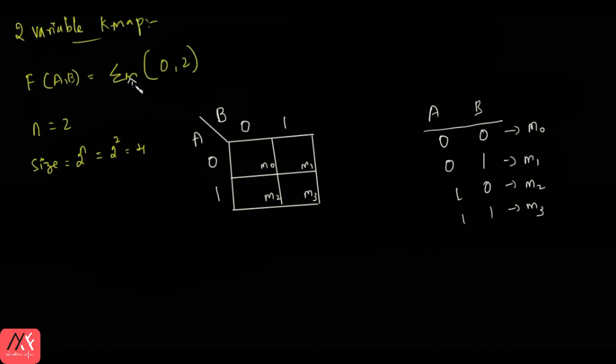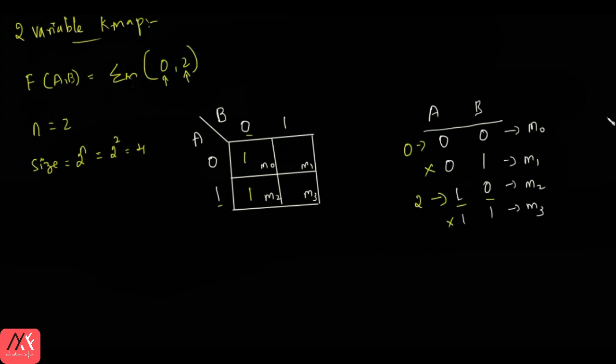According to your problem statement, you have two values, 0 and 2. Where can you see 0? The 0, 0 combination is m naught, you can see that from the truth table. And the next one is 2. Where is 2? The 1, 0 combination gives you 2, which is the place for m2. So you can put a 1 here. The rest of the other two cells, m1 and m3, don't have anything mentioned in the question, so simply ignore them and leave them empty. Don't worry about those two cells.